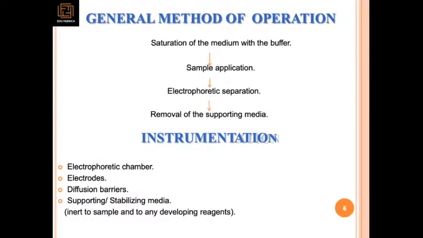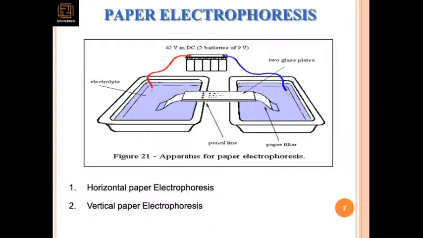This is the general principle, the general method of operation, how it is done. First is the saturation of the medium with the buffer, then sample application, electrophoretic separation, then removal of the supporting media. The instrumentation that we need in zone electrophoresis are an electrophoretic chamber, electrodes, diffusion members, and supporting or stabilizing media. So this is the first part of the electrophoresis.